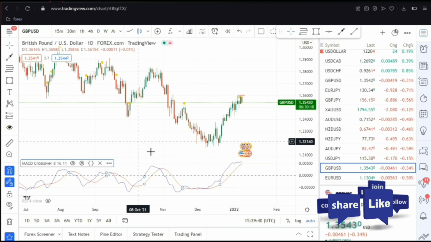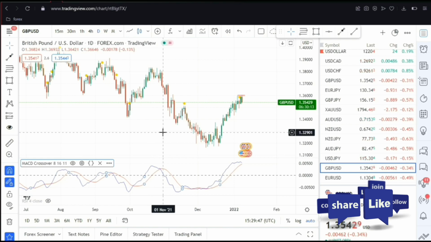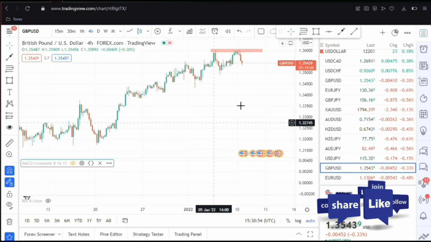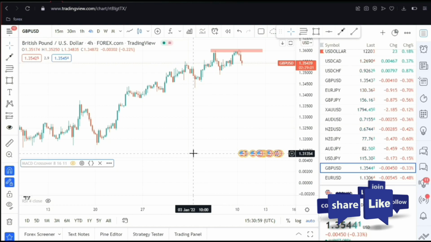You only use the MACD on the daily time frame to get the level and also to get the direction of where you should be looking. Then you go to the 4 hour or the 1 hour, depending on the type of trading that you do. If you're a day trader, you can go to the 1 hour and the 15 minutes. If you're a swing trader, you can look at the 4 hour. If you look at our 4 hour chart, we are not going to use the MACD again. We are just going to focus on price action.